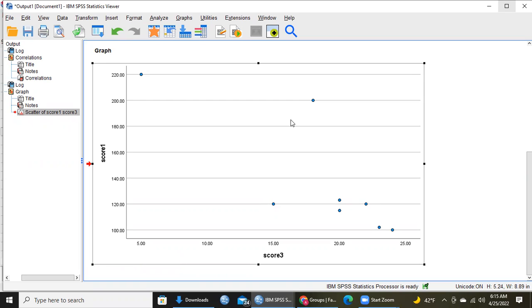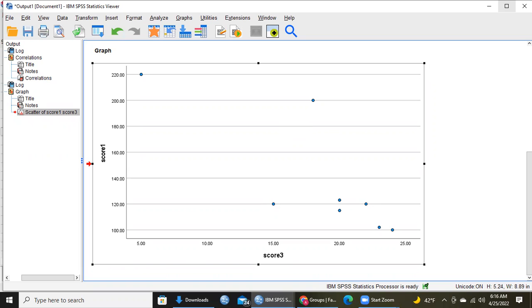So a negative correlation suggests that one variable is increasing while the other one is decreasing. And that's what's happening here. If they were both going in the same direction, then for increasing x coordinates, your y coordinate would be increasing as well.